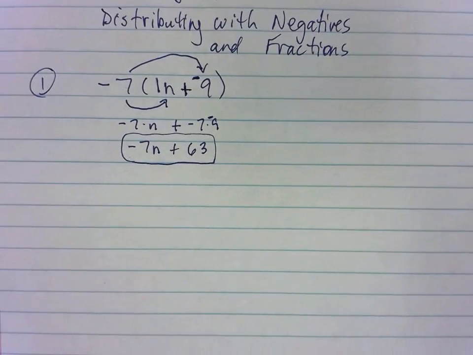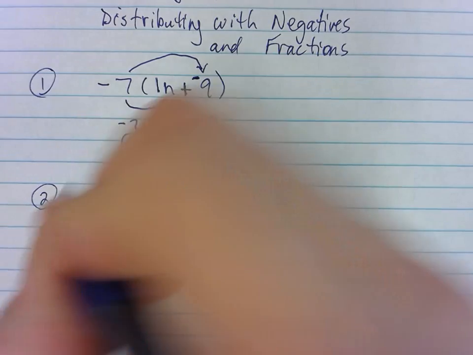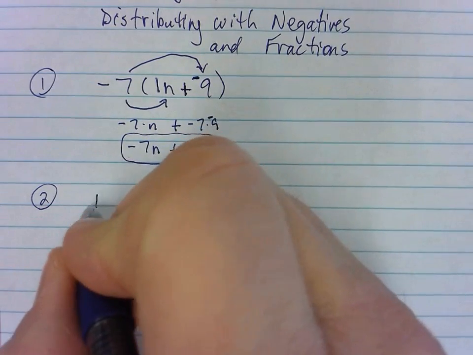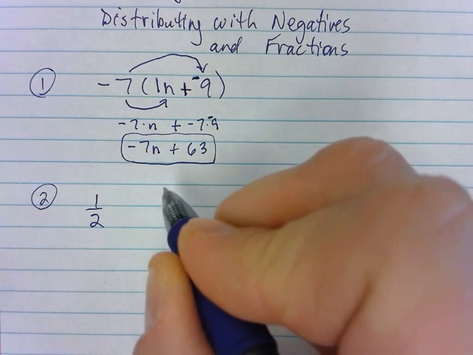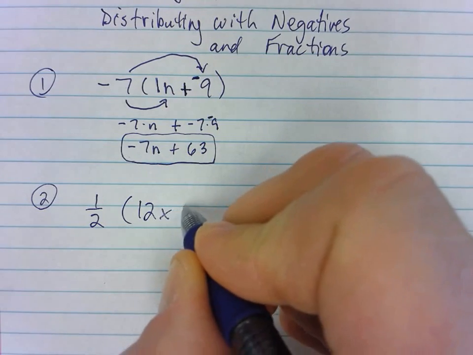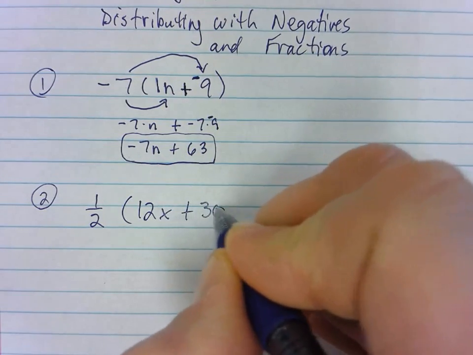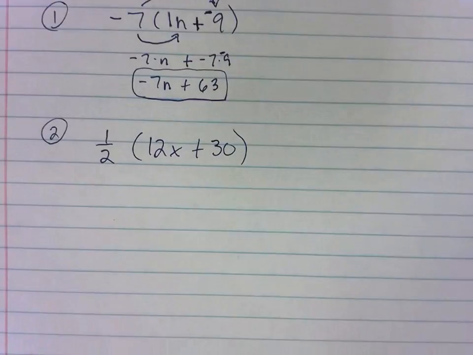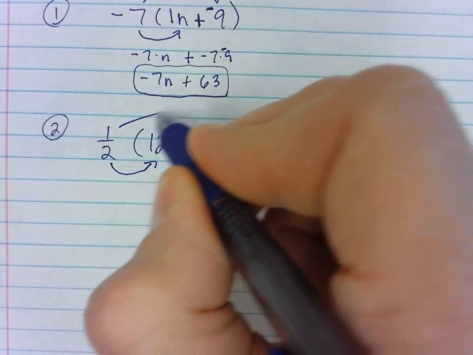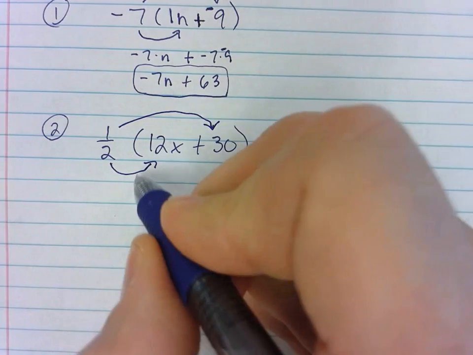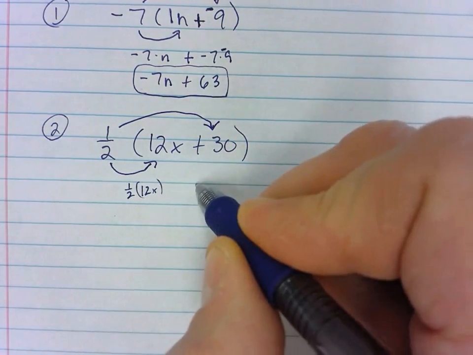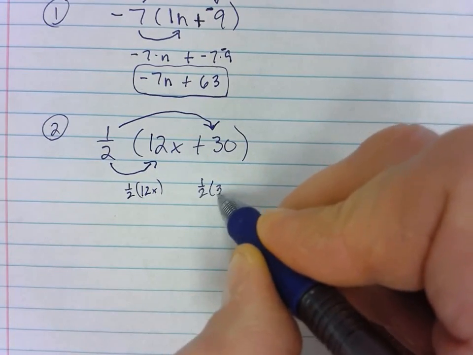Okay, now let's go down to one of these that might have some fractions involved. Let's say we'll do one with all positives to start with. We'll make it easy. Let's say we've got a half out here, and then we've got 12x plus 30. So we're doing half of 12x and half of 30. What is half of 12x and what is half of 30?